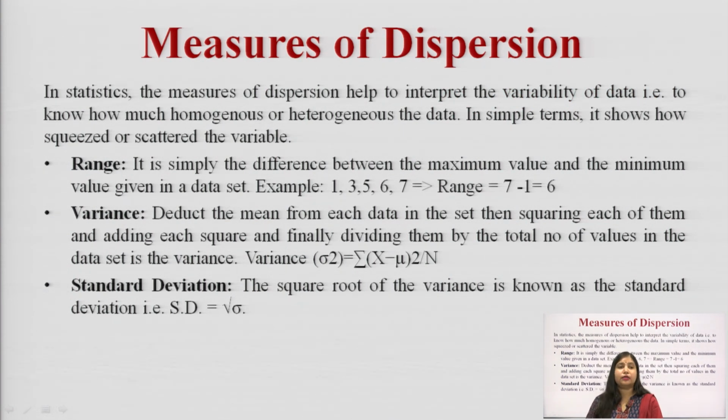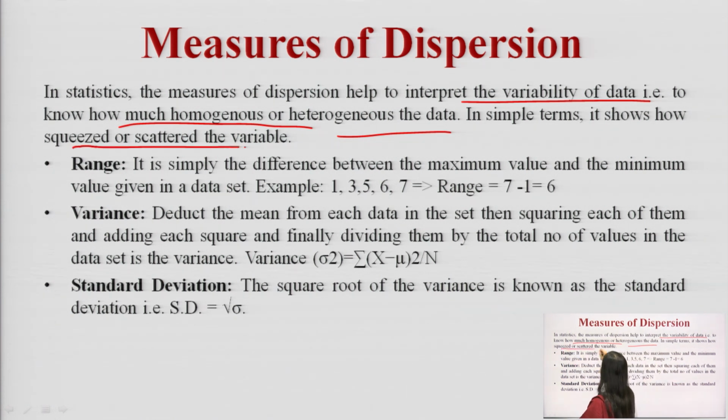Then the measurement of dispersion. Dispersion helps to interpret the variability of the data, to know how homogeneous or heterogeneous the data is, and in simple terms it shows the scatteredness of the data. The measure of dispersion shows how much our data is homogeneous or heterogeneous, meaning whether they have similar characteristics or not, and how much similar or not similar characteristics they have. It is shown in three ways. First is range, second is variance, and third is standard deviation.